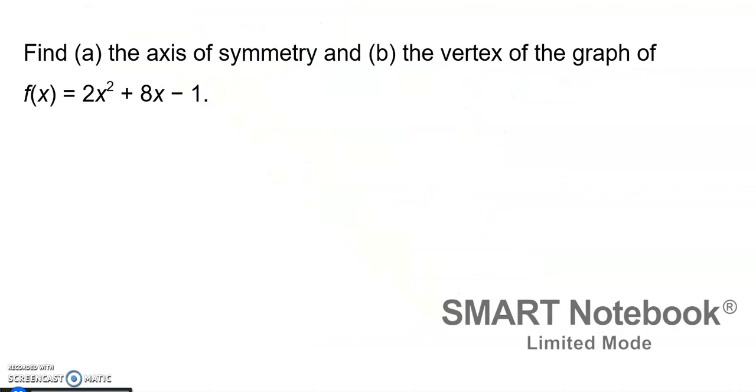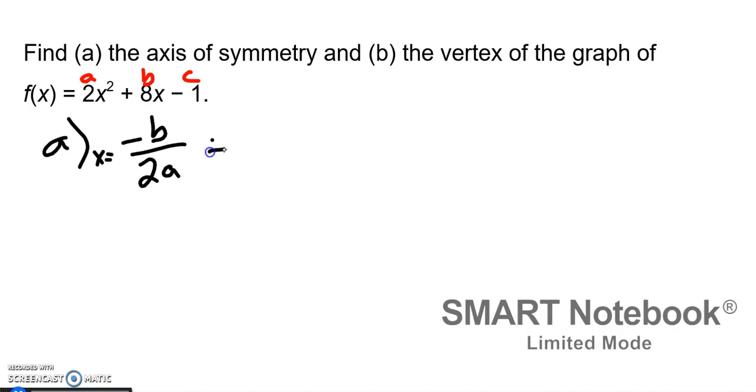So it says A, find the axis of symmetry, and B, the vertex of the graph of 2x squared plus 8x minus 1. So we always want to find the axis of symmetry first because we're finding the x value. So the axis of symmetry, again, is negative b over 2a. So we plug in our values. Well, 2 is a, 8 is b, and negative 1 is c. So we plug in what we know.